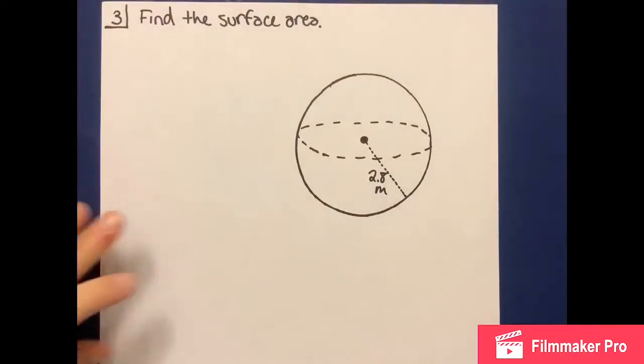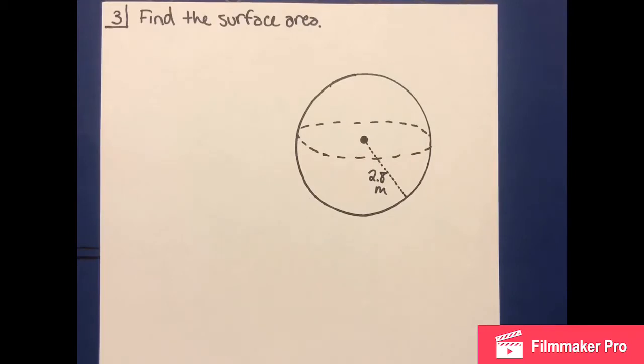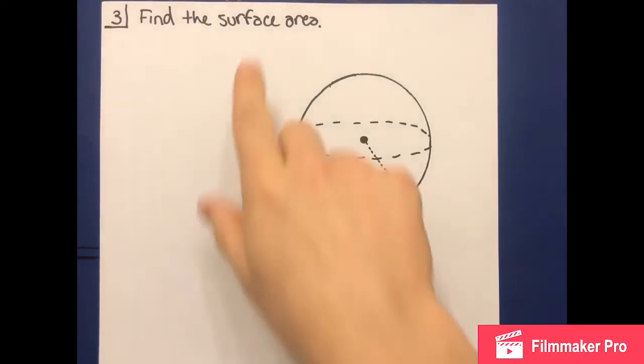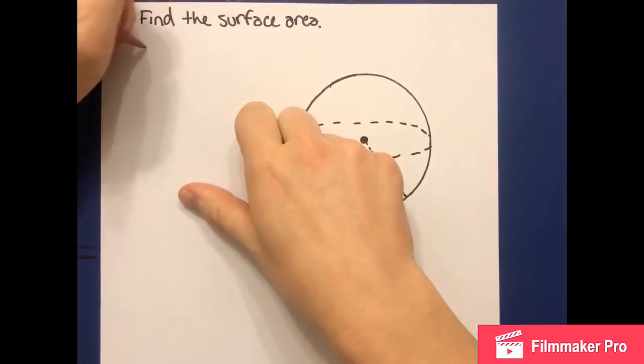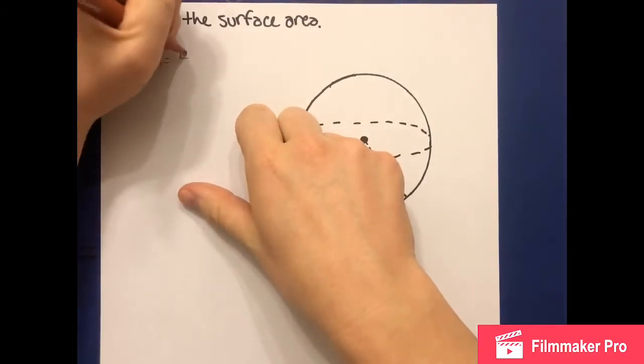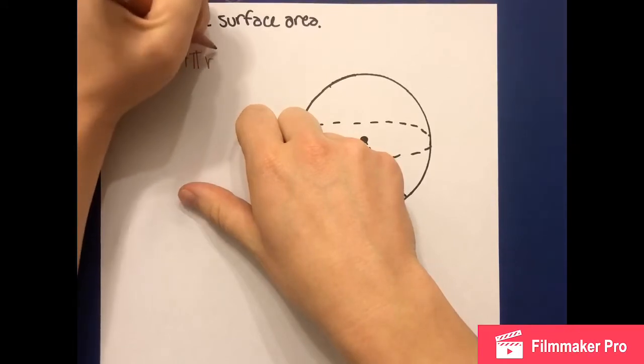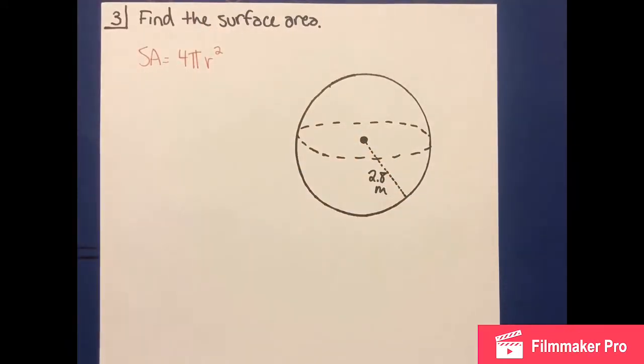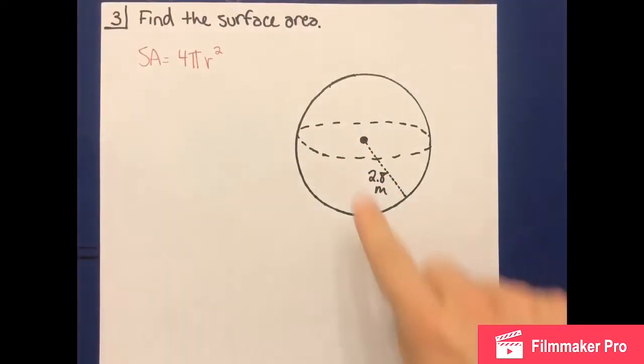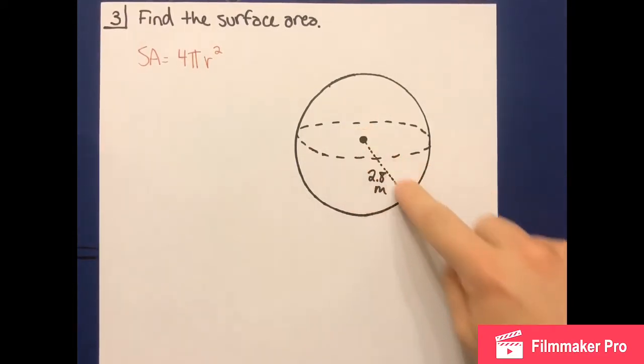Moving on to the next one. This one's surface area. So it's as if we wanted the area of the peel of the orange. I look at my formula. I have surface area is equal to 4 pi r squared. We look, we go, okay, we need the radius. Here the radius is 2.8.